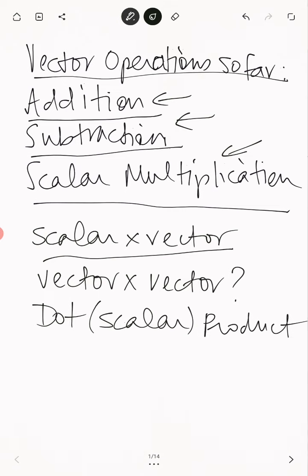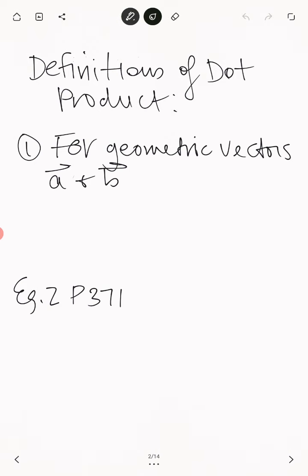So let's get down a definition for dot product. There are actually two. There's a definition for dot product when we consider geometric vectors, which is from chapter 6, and then there's another one if we consider the vectors as Cartesian vectors.